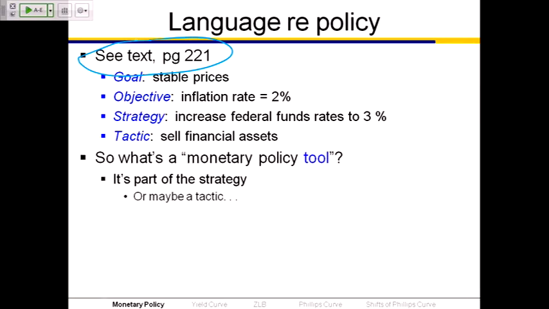So the language that we see a lot, though, is monetary policy tools. So what's a tool? Well, I wrote up the slide and then I edited the slide because one tool we'll talk about is changing the federal funds rate, and then I'm going to talk about the new tool that the Fed is introducing, which is changing the interest rate they pay on excess reserves.